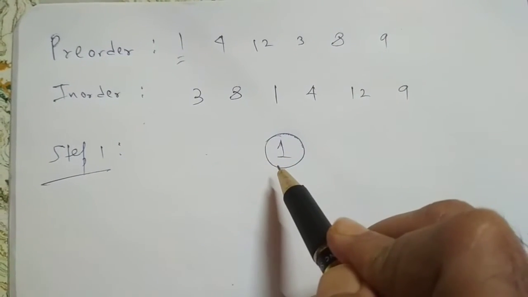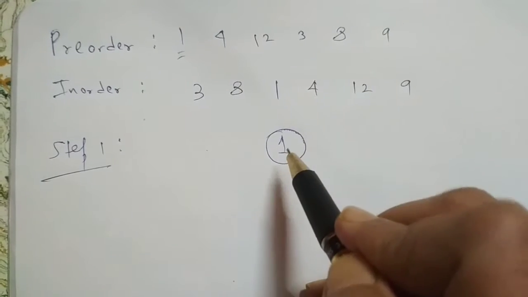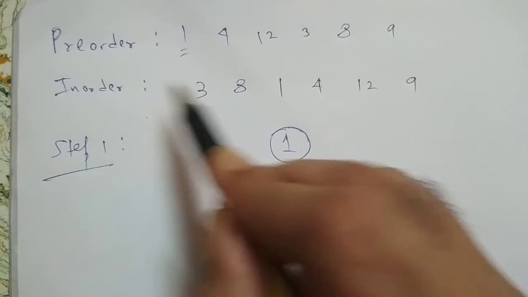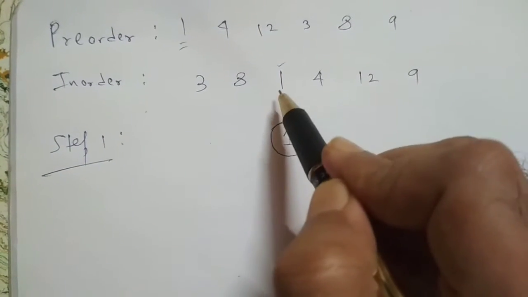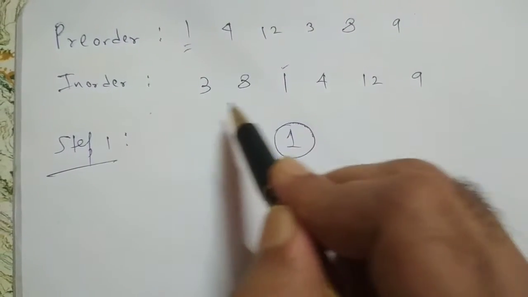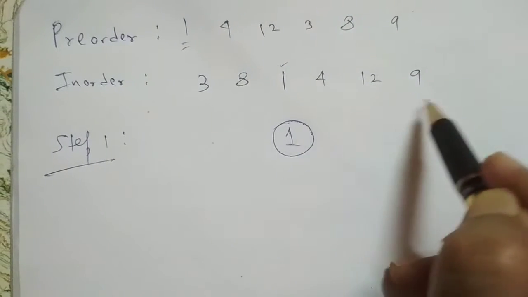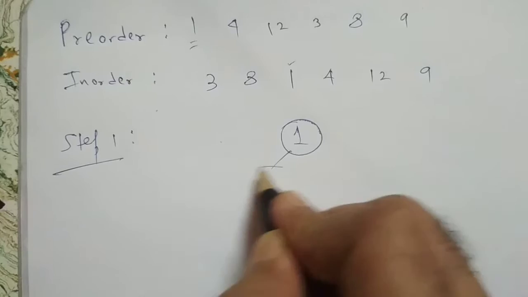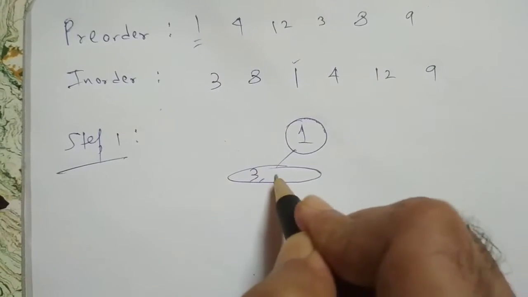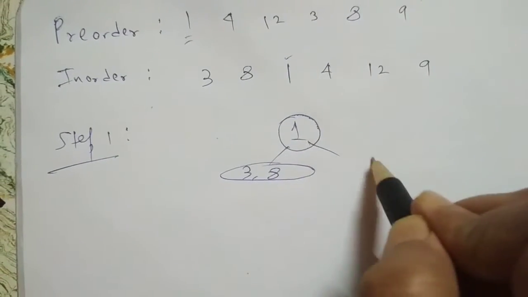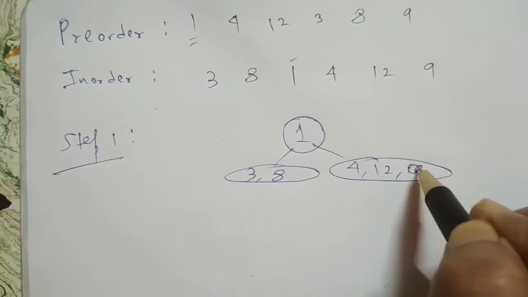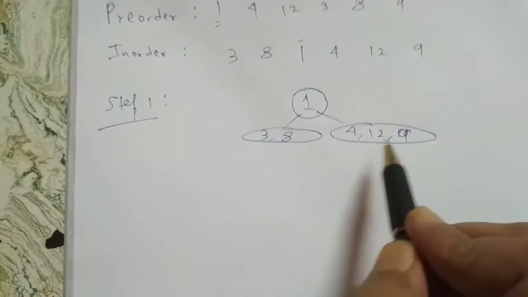Now, in order to find the left subtree and the right subtree of the root, I need to look at the in-order. I can see that in the in-order traversal, 1 is present here. Towards the left of 1 you have 3 and 8, and towards the right you have 4, 12 and 9. That means the left subtree of 1 will contain 3 and 8, and the right subtree will contain 4, 12 and 9. Now we need to expand these subtrees.